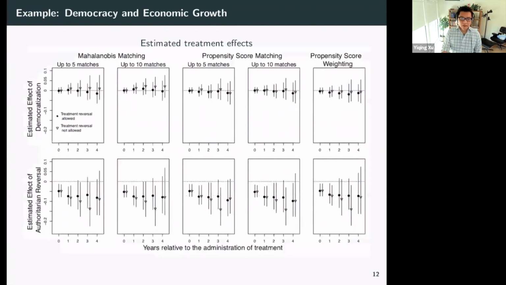Okay, and then if you use this method and look at the treatment effects a few periods into the treatment, what you can see is that transitioning to democracy does not have a positive, or statistically significant positive, effect, but exiting a democracy has a negative effect.